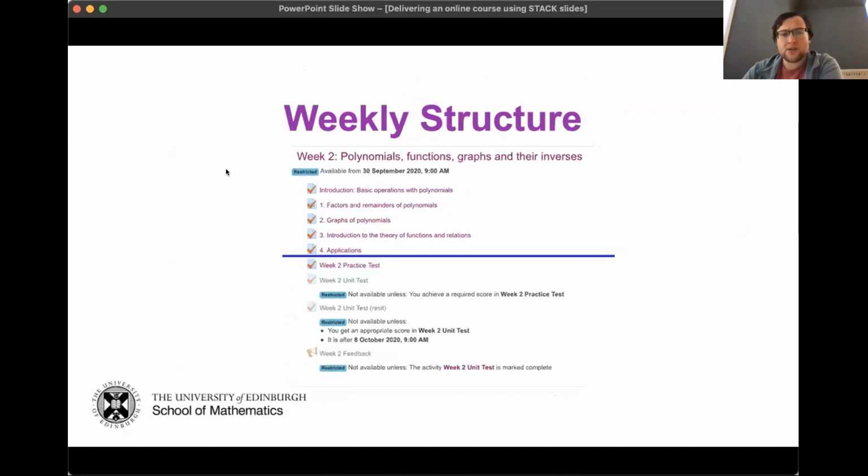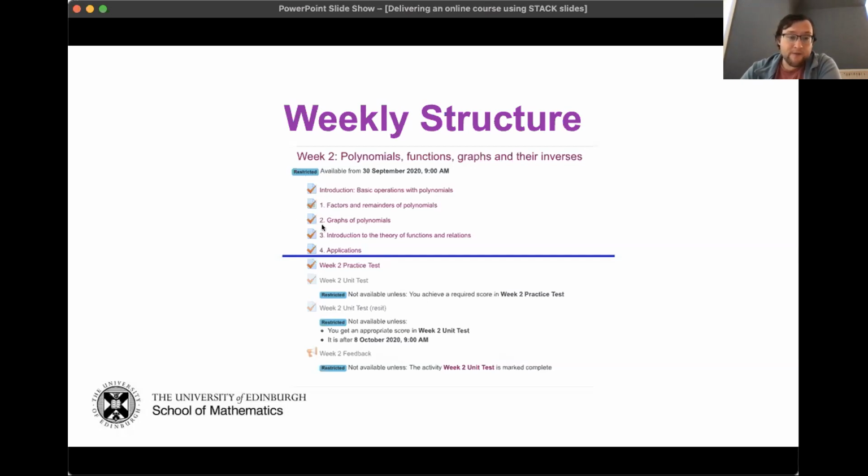So here we see what this looks like for our second week. This was to do with polynomials, functions, and graphs. And you can see that above this horizontal blue line, these are all the Stack quizzes that make up this week of the course. So every week would have an introductory section that was primarily to do with motivating the topic and trying to convince the students why this is useful to them in their specific field.